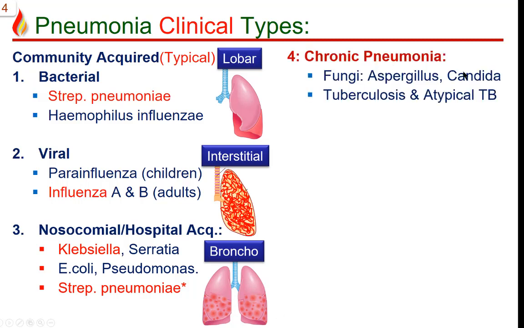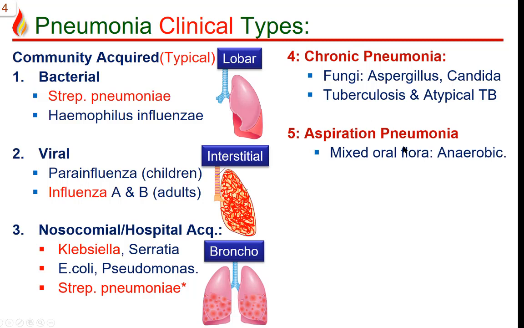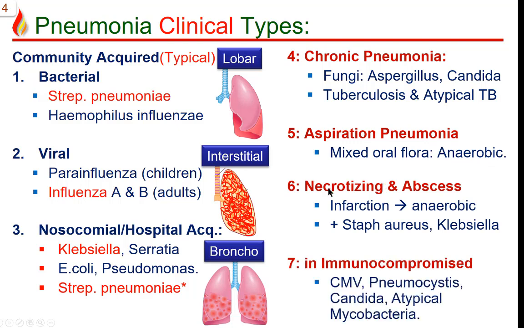Now, less common, chronic pneumonias, that is fungal pneumonias, Aspergillus, Candida, tuberculosis, and aspiration pneumonia, that is accidental aspiration of oral or gastric contents, mixed oral flora growing, mostly anaerobic but also aerobic bacteria, and the necrotizing pneumonia and lung abscess starts with pulmonary infarction and secondary anaerobic growth. In immunocompromised, pneumonias are usually severe and by special pathogens: cytomegalovirus, Pneumocystis in AIDS patients, Candida, atypical mycobacteria in immunocompromised.